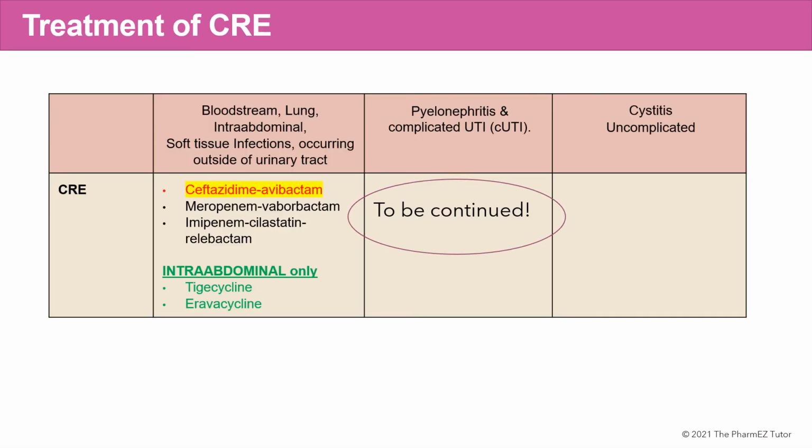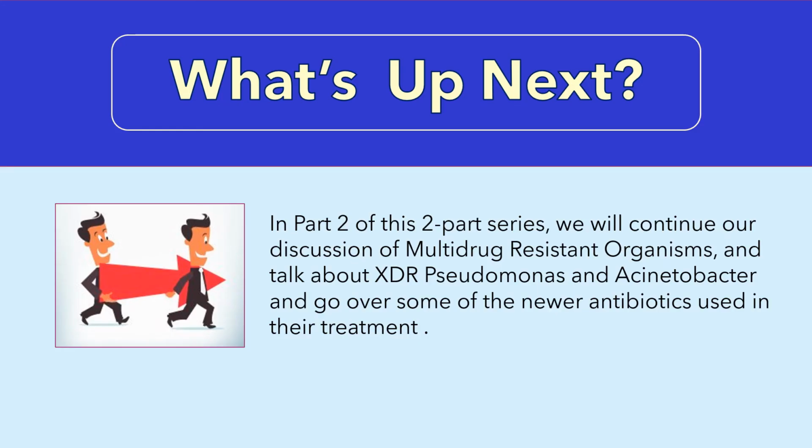That's all for today. We'll continue our discussion on pyelonephritis and complicated urinary tract infections caused by CRE in our next installment. In part 2 of this 2-part series, we will continue our discussion of multidrug resistant organisms, and talk about extremely drug-resistant Pseudomonas and Acinetobacter, and go over some of the newer antibiotics used in their treatment.